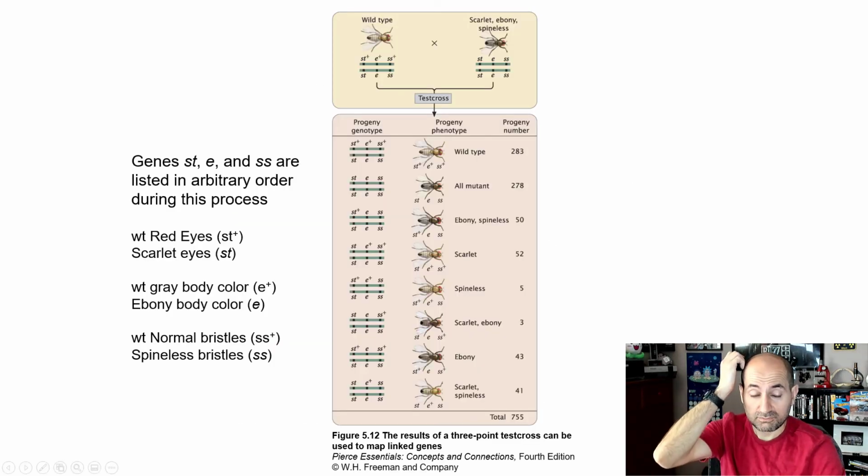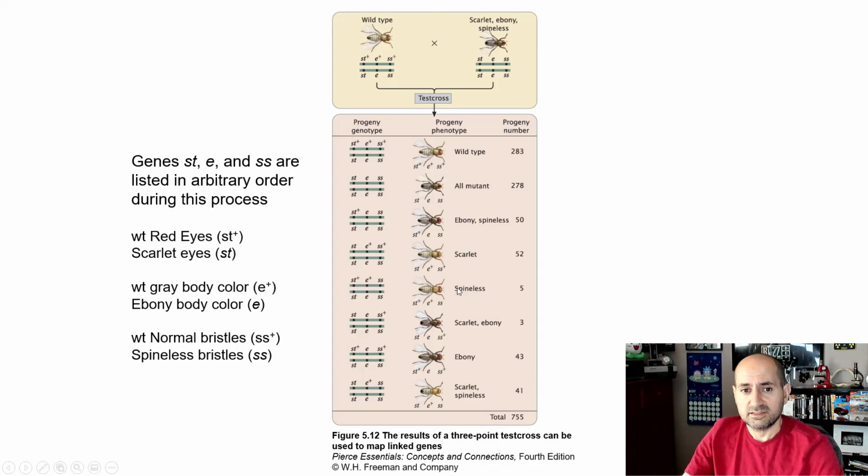So let's take a look at one of these 3-point test crosses. And remember, why do we do these? Well, to figure out the sequence of genes, to figure out what's the middle gene, right? By the way, they have these genes listed with S, T, E, and SS, that's not necessarily the order here. This order is arbitrary. We're trying to figure out what's the middle gene here, okay? So just keep that in mind.